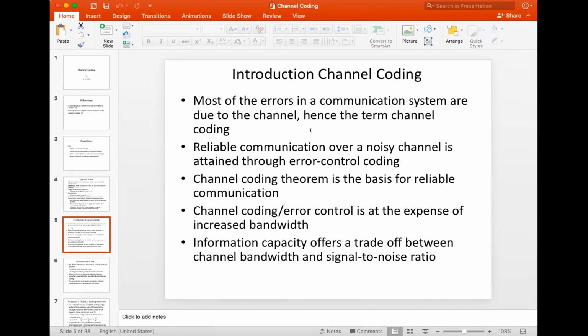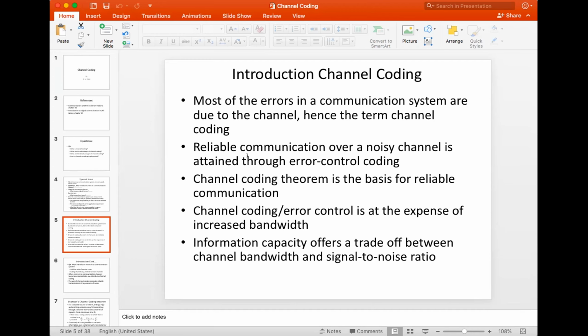So most of the errors in a communication system are due to the channel. That's why we call it channel coding. That's where the name comes from. So what is the role of channel coding? Basically, when you're trying to communicate, remember, you have two communication resources, and those two communication resources are always power and bandwidth. We saw that data compression tries to make sure that you use your bandwidth more effectively.